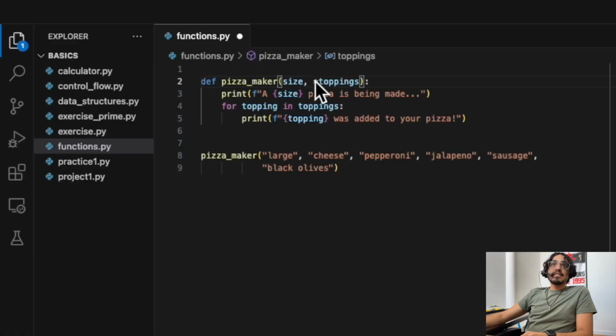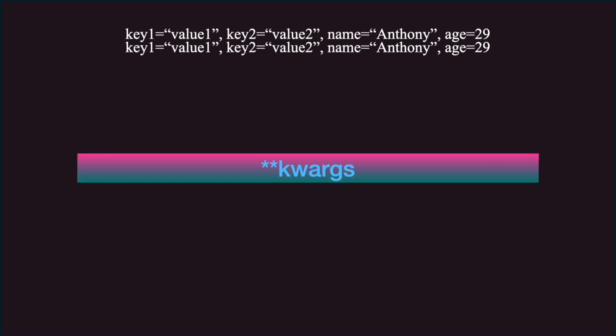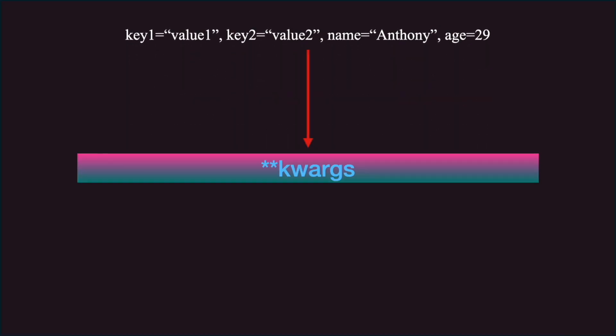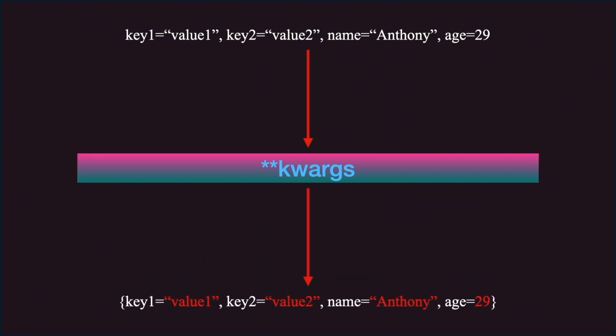And it kind of works the same way as with this tuple of toppings, but instead of just a single star, it's a double star to signify to Python that it is an arbitrary number of keyword arguments, and Python will take those values and assign them to a dictionary within the function that we can use.